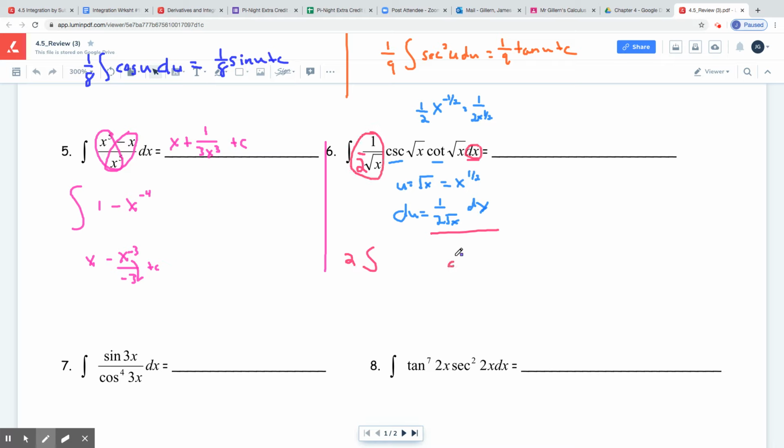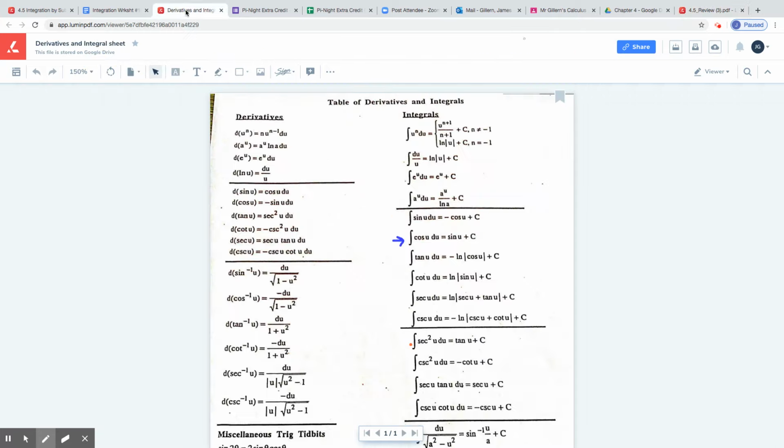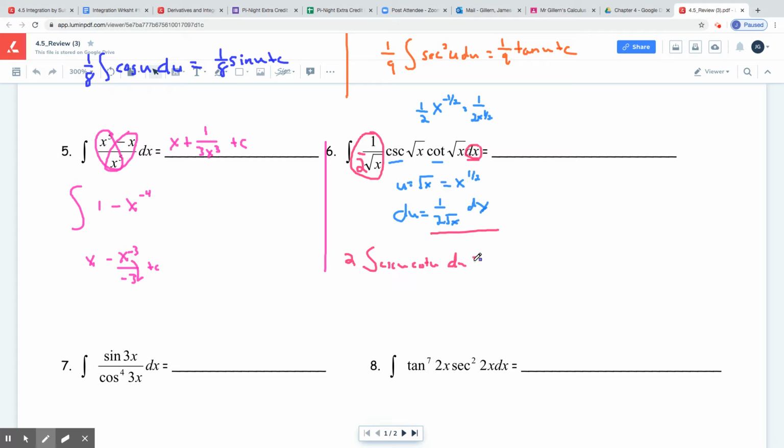That's my du. I then have cosecant of square root of x, which is just u, cotangent u. So you have 2 integral cosecant u, cotangent u. Hopefully you know what that is without looking at the formula sheet, but you can look at the formula sheet. Where do I find it? Oh, there it is. The integral of cosecant u, cotangent u is negative cosecant u plus c. So it's negative 2 cosecant u plus c.